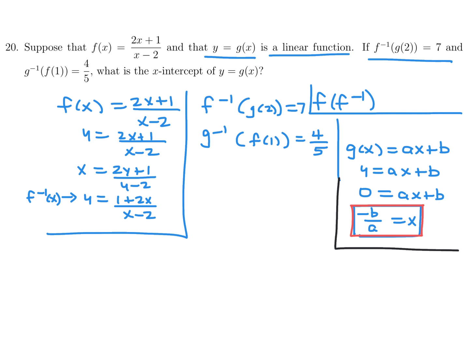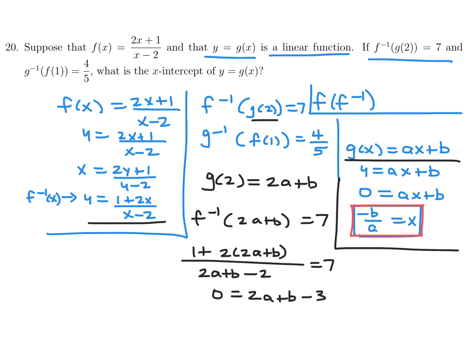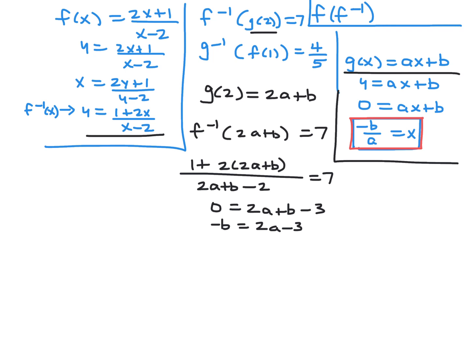Okay, so now where do we go from here? So g(2), this guy in here, is going to be, if we use that equation, 2a + b. And then if we put that into this f inverse, that would be 2a + b, and that's 7. But remember, we've got to use this expression for f inverse. So that's going to be (1 + 2(2a + b))/(2a + b - 2), and that's 7. So if I've done this properly, I think so, and then I cross multiply and collect like terms, I'll get 0 = 2a + b - 3, and therefore -b would be 2a - 3. Okay. I think that's pretty decent progress.